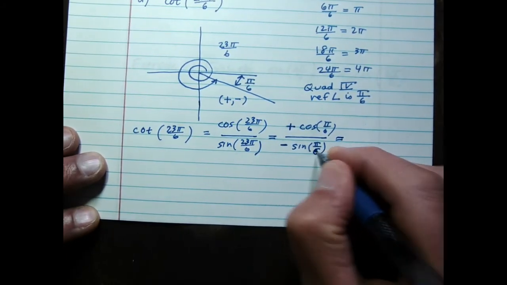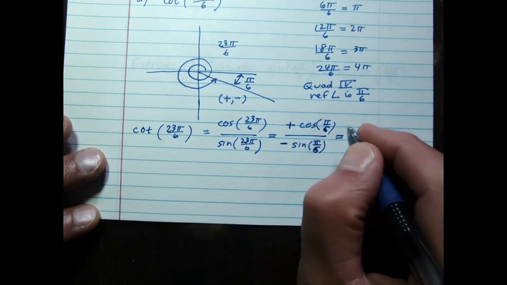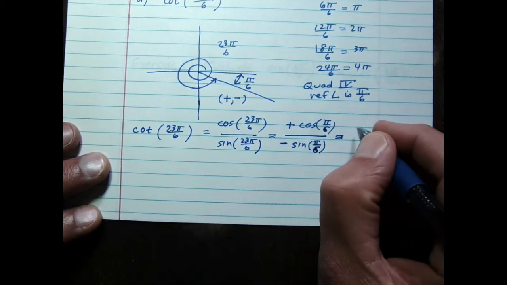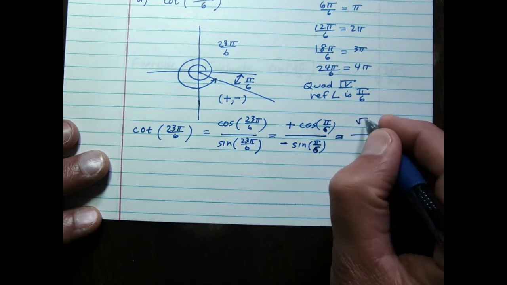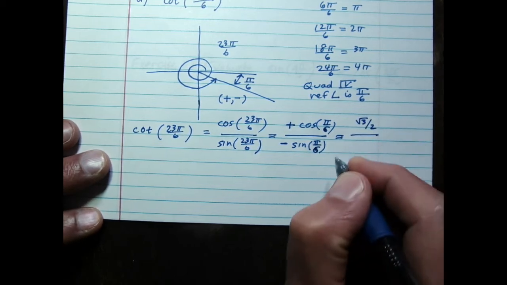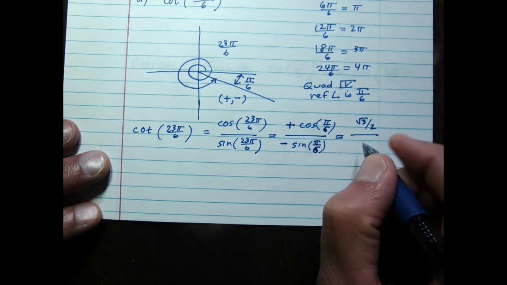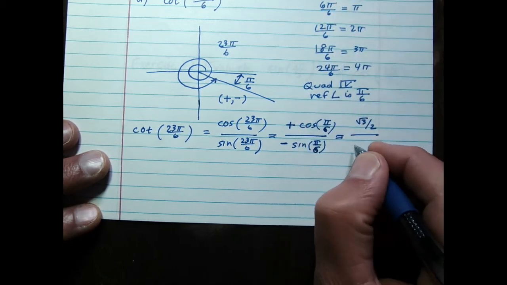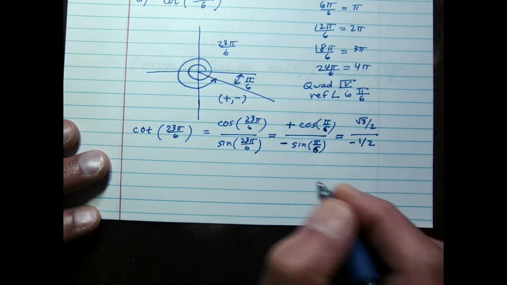Sorry, those 6's aren't showing up very well. Those are 6's. Okay. And cosine of pi over 6, we got memorized, right? Cosine of pi over 6 is square root of 3 over 2. Sine of pi over 6 is a half, just like sine of 30 degrees. But now we got minus, so I got to take minus a half.